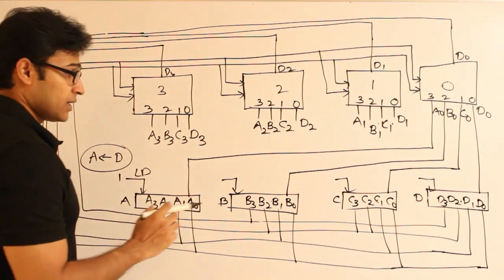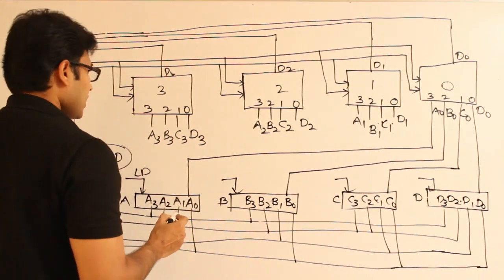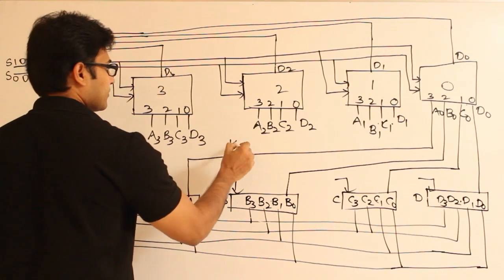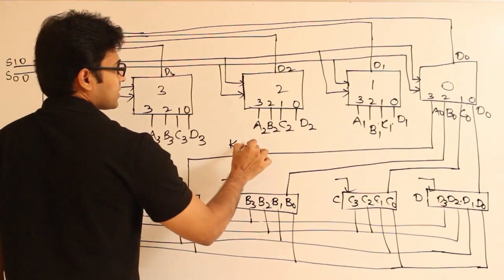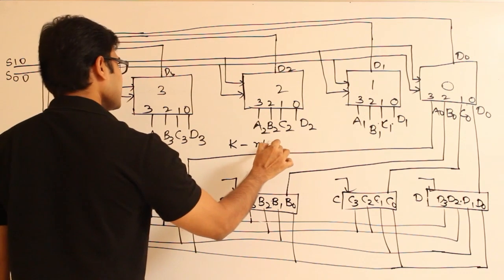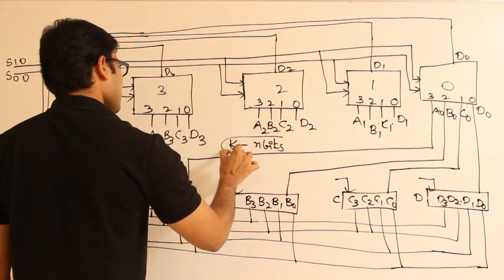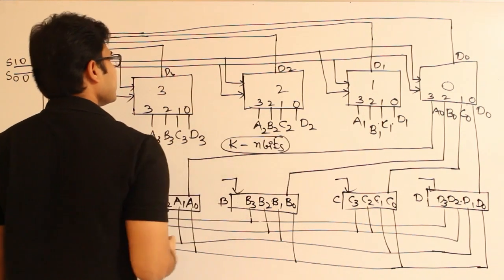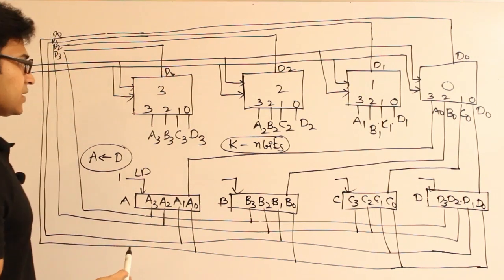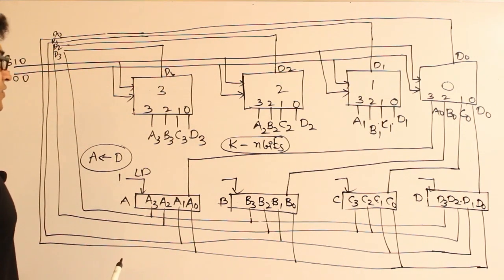For example, they might ask you a question like this: there are k registers, each of size n bits. Then how to design the bus using multiplexers, which means how many multiplexers are required, and what should be the size of each multiplexer.